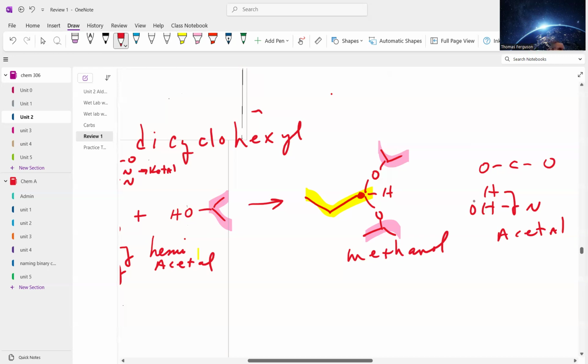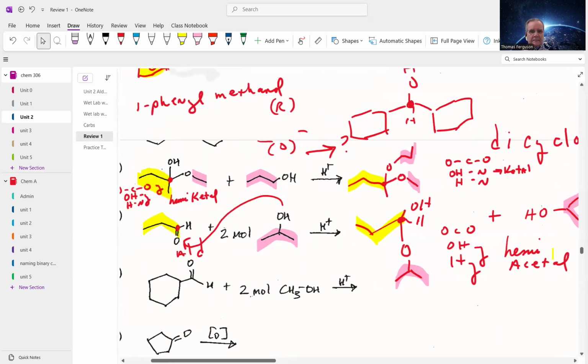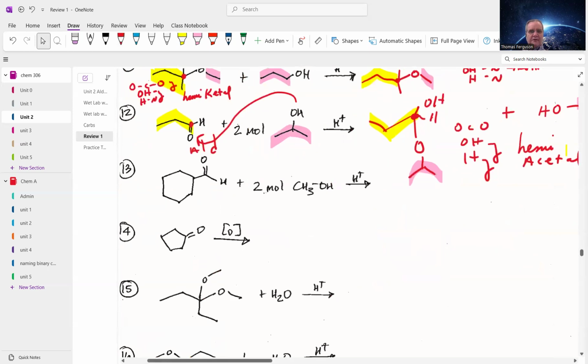Is this a reducing sugar? Why? When you say yes, there's a hemiacetal, circle it. Or no, there's no hemiacetals. Okay, so all these are simple acetal ketal reactions.